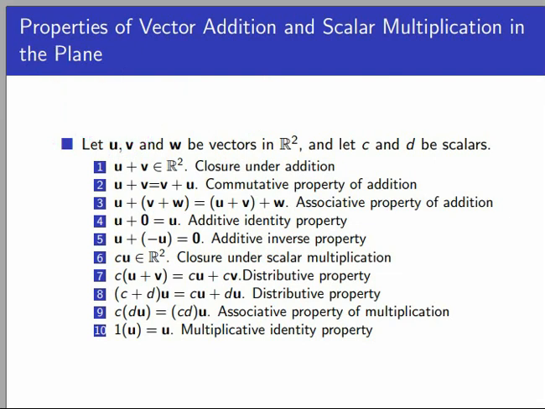Vector addition is commutative. And here vector addition is also associative. Yes, associative property of addition. And u plus 0 equals u. When we add 0 to a vector, we obtain what?